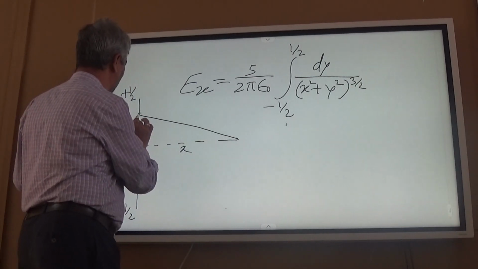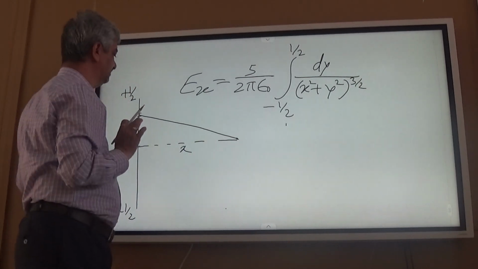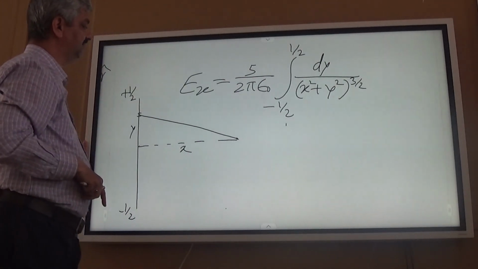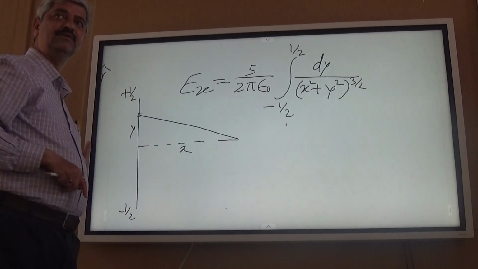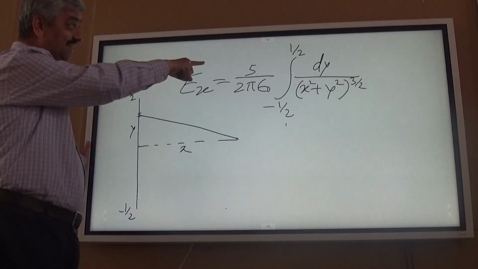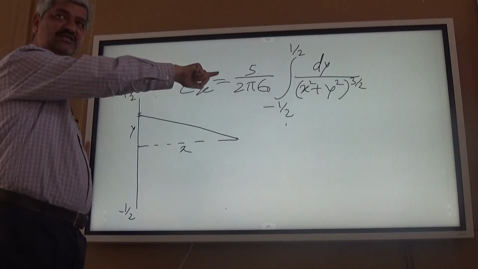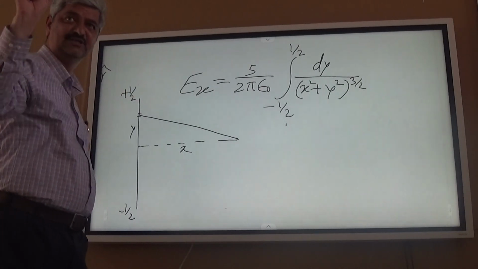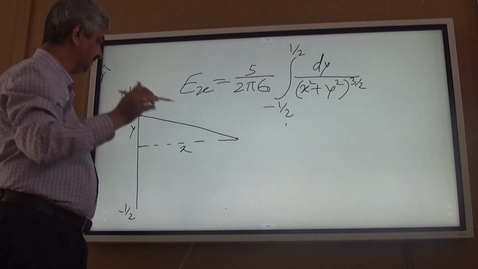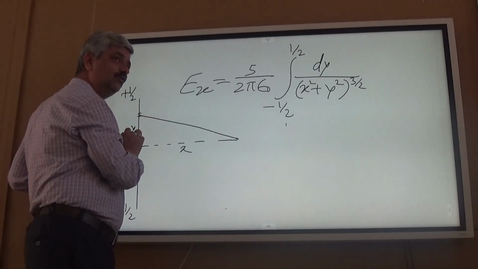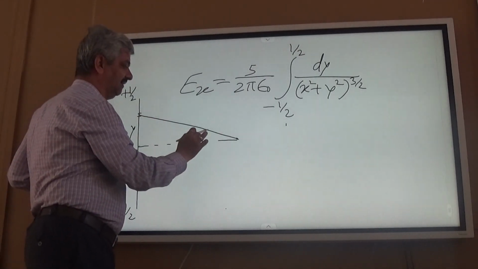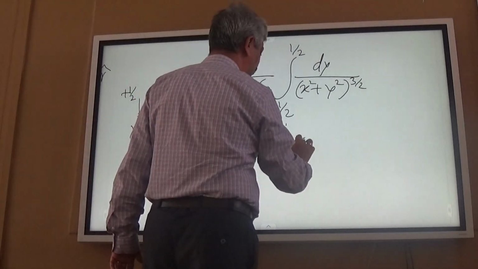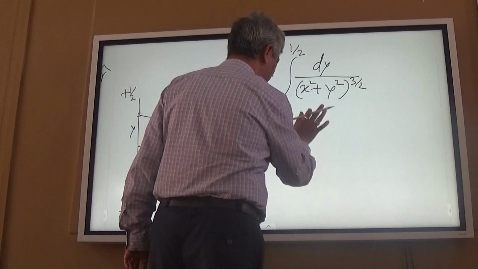A small dy, at a distance x. And limits of y minus half to half. So that integration is not impossible. By substitution we can find it out. What is the better substitution? That y equal to x tan theta.